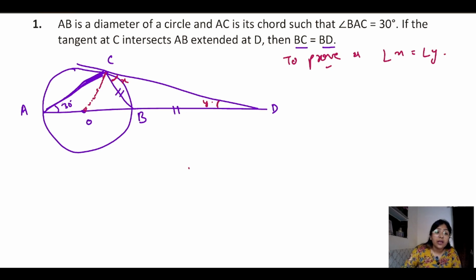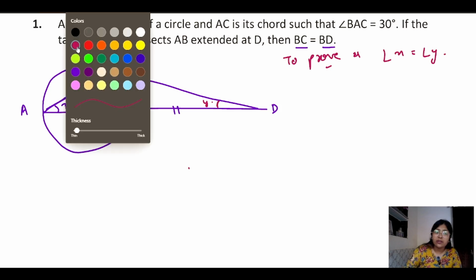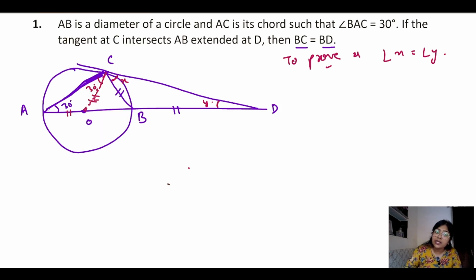CD is a tangent. Okay, this total angle will be 90 degree. In triangle AOC, can you see this is an isosceles triangle because OA is equal to OC, radii of the same circle. So angle A is equal to this angle, which will be 30 degree, yes or no? Yes, very good. Angle in a semicircle is 90 degree. If this angle is 30, then the remaining angle OCB will be 60 degree. This will be 60 degree, yes or no?